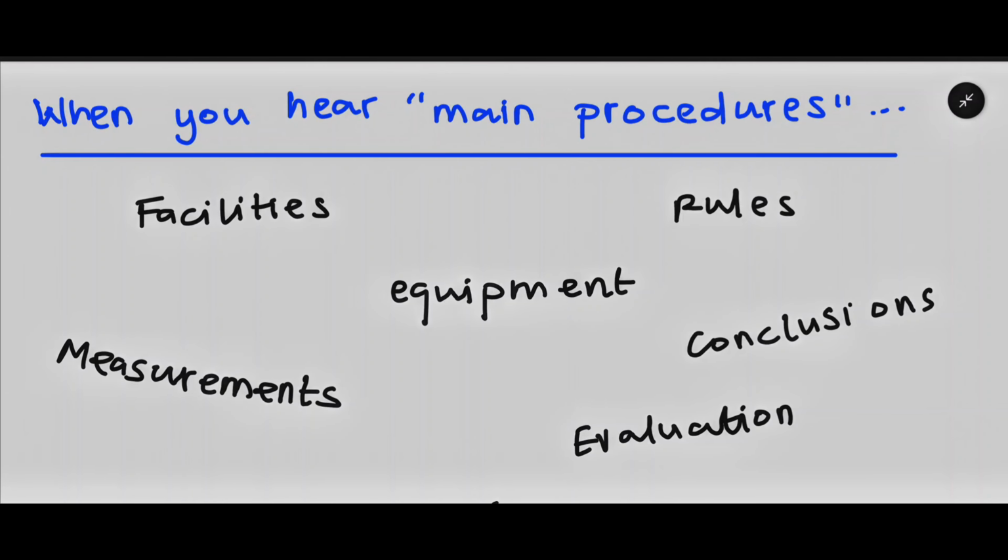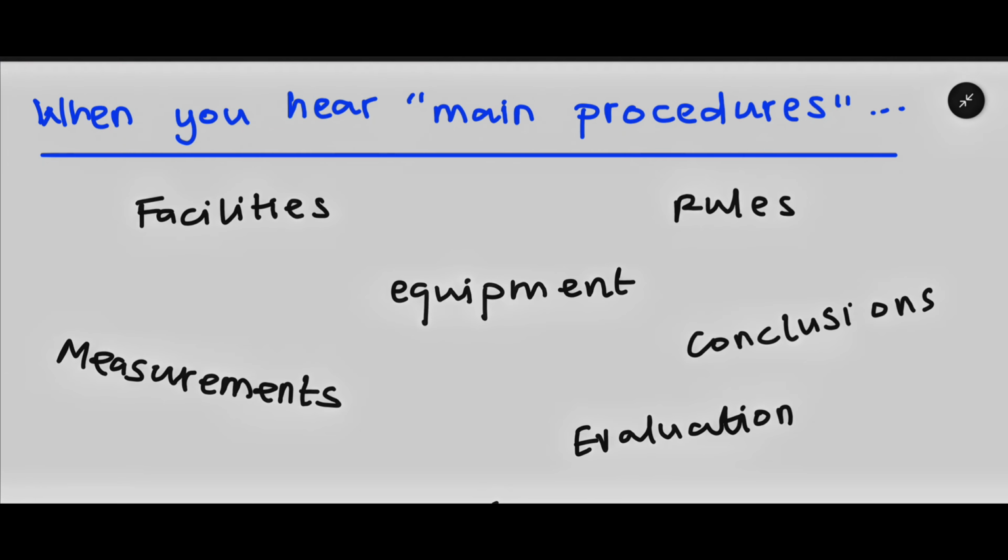You're expected to know the main procedures of fitness tests that measure these components of fitness. So when AQA says main procedures, think about facilities, equipment, the rules and the steps of how to carry the test out, and the measurements, whether it's in seconds, levels, centimeters, repetitions, things like that. The conclusion: what the score tells you and how to compare results. And finally, evaluation: is it relevant to that sport and does it have limitations?